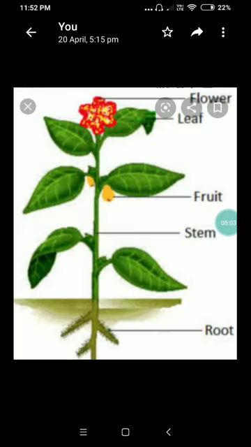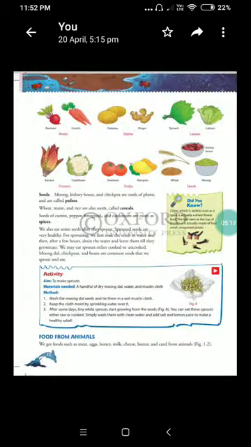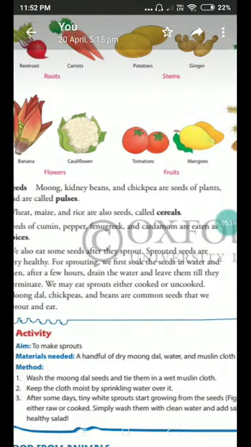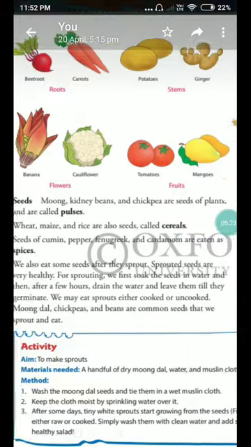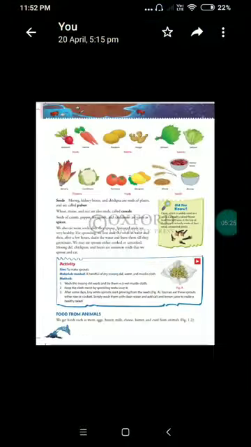Now let's go to the next topic, different parts of plant, right? Root, stem, fruit, leaf, flower. These are the different parts of plant. We eat different parts of plants as food. So let's see. First one, roots, stems, leaves, flowers, fruits, seeds, right?